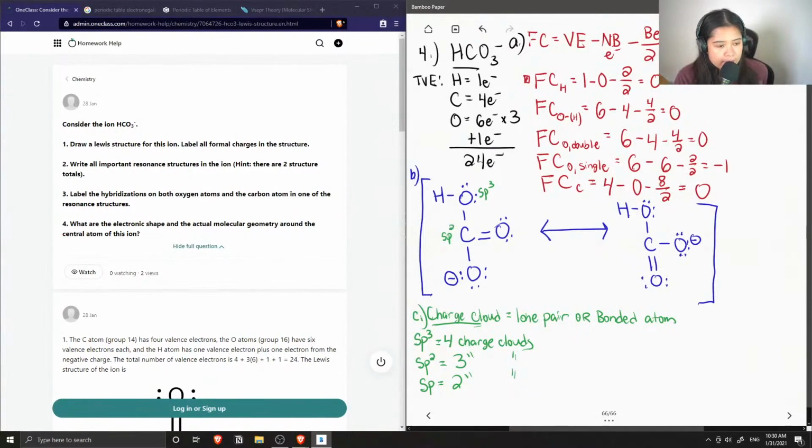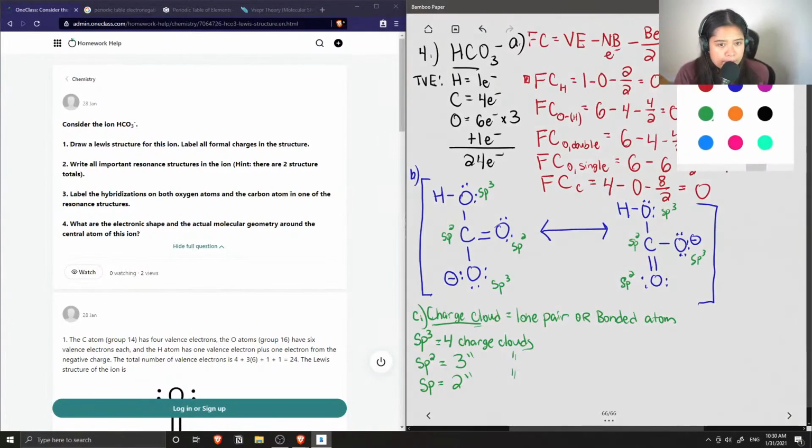Now let's look at the oxygen. It has 1 bonded atom and 2 lone pairs. So it's also sp2 because it only has 3 charge clouds. And for the single bonded oxygen down here, we have 3 lone pairs and 1 bonded atom. So it is sp3. And we can also label the ones up here as well, but it'll just be the same thing.